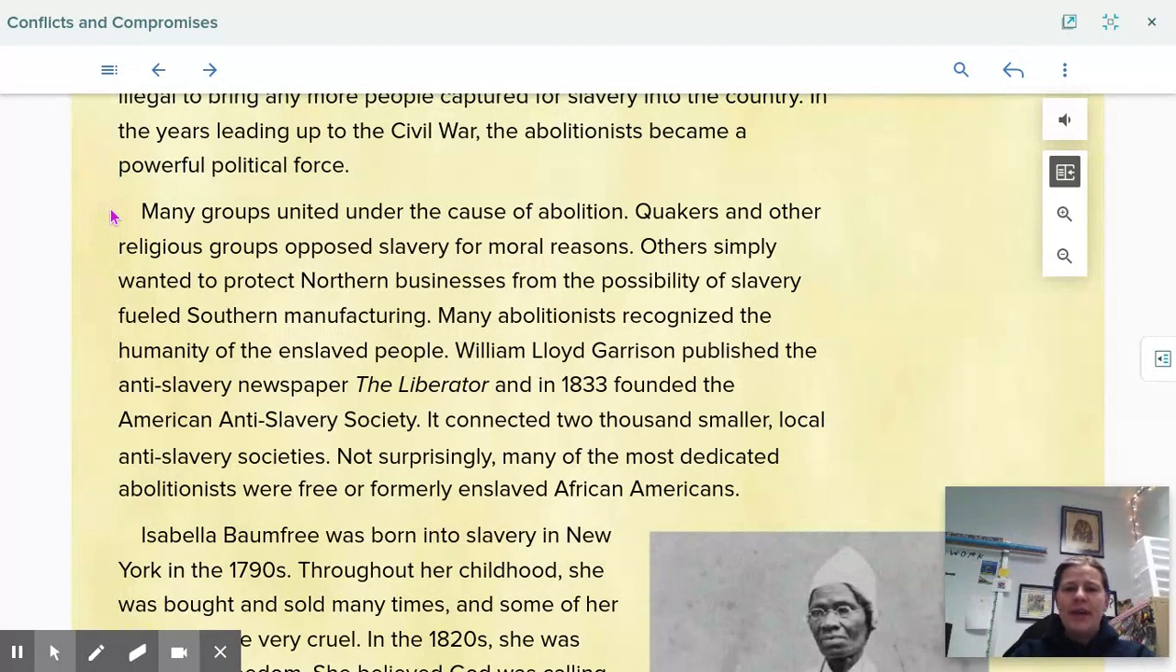William Lloyd Garrison published the anti-slavery newspaper, The Liberator, and in 1833 founded the American Anti-Slavery Society. It connected 2,000 smaller local anti-slavery societies. Not surprisingly, many of the most dedicated abolitionists were free or formerly enslaved African Americans.